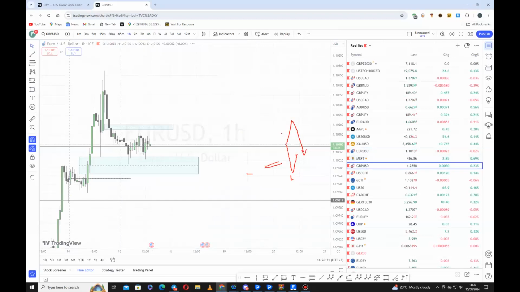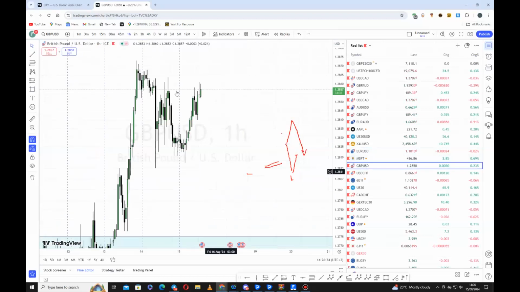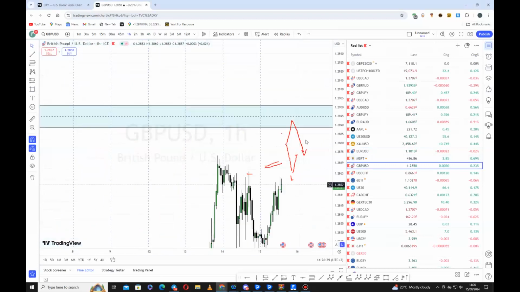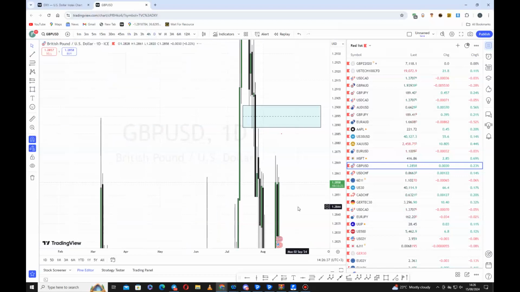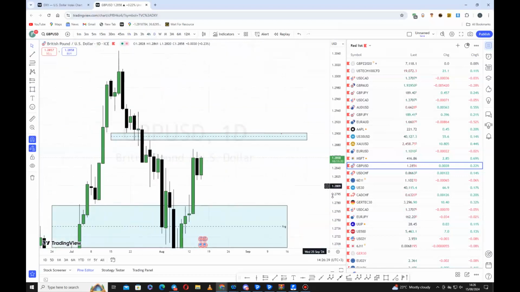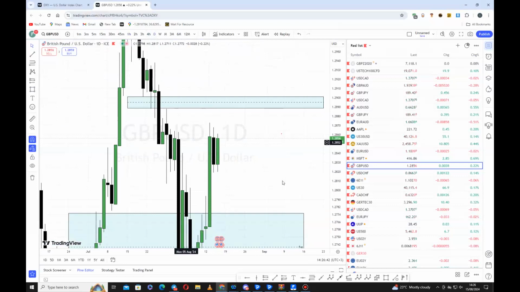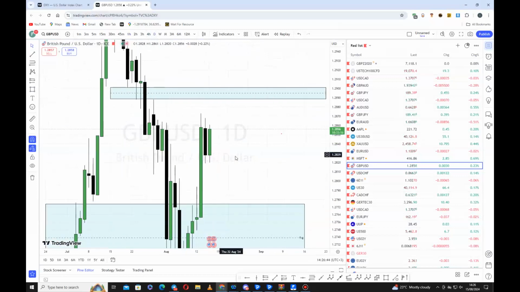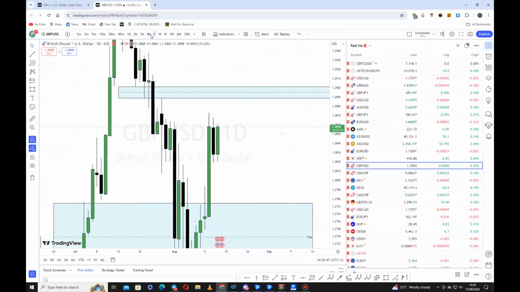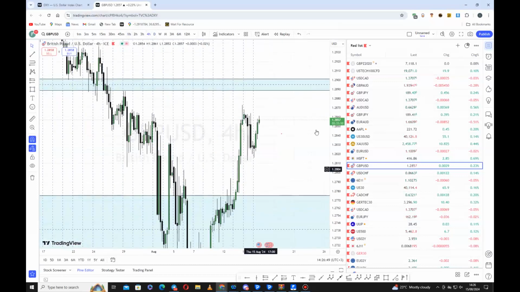GU, let's see GU, okay. GU, I'm thinking probably if it takes out this high, it will be a good setup. But let's look at it very closely. So currently there's some buy side right here. If you look on the left, there's some minor buy side right here, which are equals.